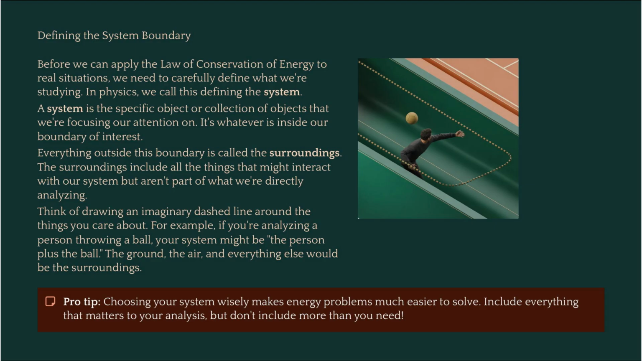To study conservation properly, we need to define the boundaries of our experiment, which we call the system. A system could be a single object, like a ball, or a collection of objects, like the ball and the earth. Everything outside of that boundary is the surroundings. When we model energy, we track what happens inside the system and what energy flows across the boundary.